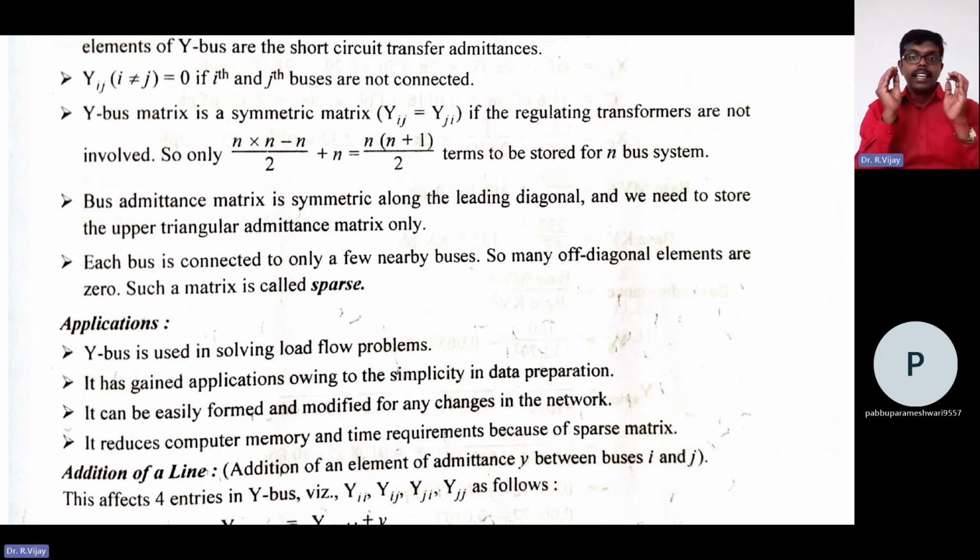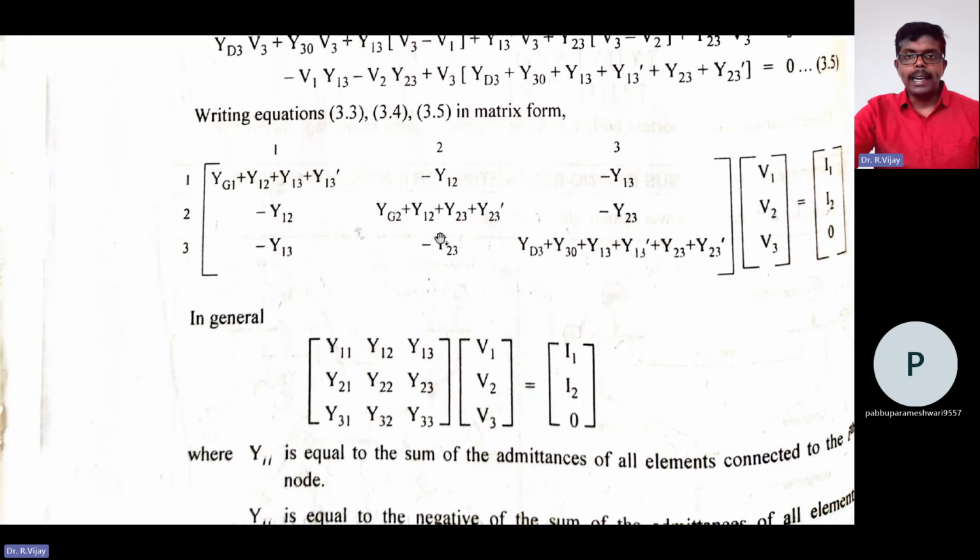A sparse matrix is nothing but, say for example, each bus is connected to a few nearby buses, so some values will come. If you take the off-diagonal elements, here the diagonal elements are Y11, Y22, Y33. The off-diagonal elements are Y12, Y13, Y23, Y31, Y32. Suppose the connection is not there, then Y13 you keep as 0. If the connection is not there, Y31 we also put as 0.